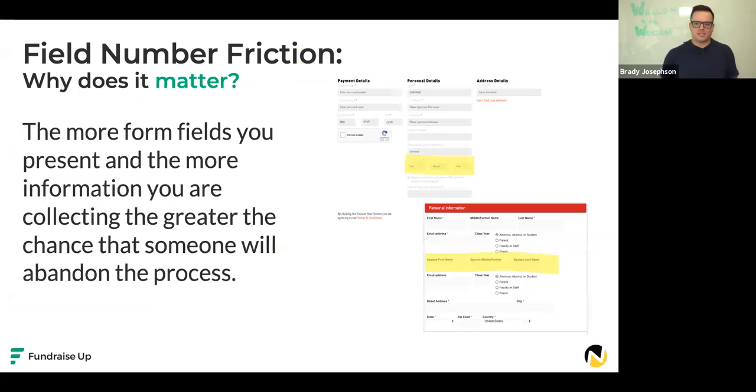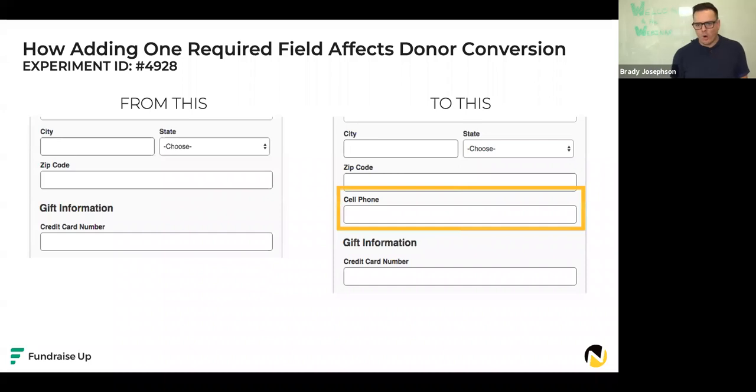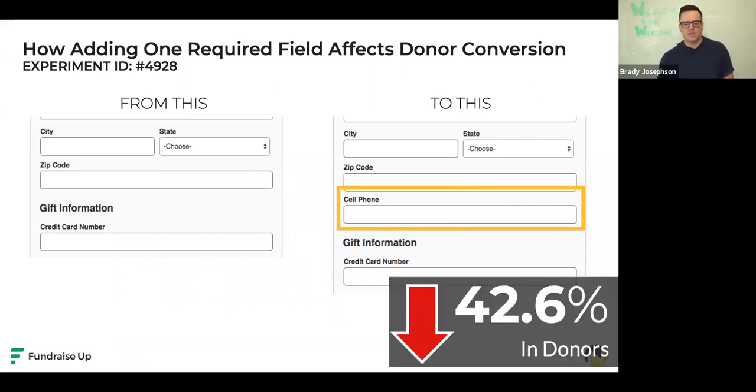So here's why it matters. It's basically the more form fields that you require in particular, but even that you just display, the greater the chance someone just actually abandons the process. It sounds like or feels like there's too much information. So in the research experiment library, we've seen by just adding one required field, especially a personal piece of information like a cell phone, can decrease donations or the likelihood of conversion 42.6%. Now that's a pretty extreme example.